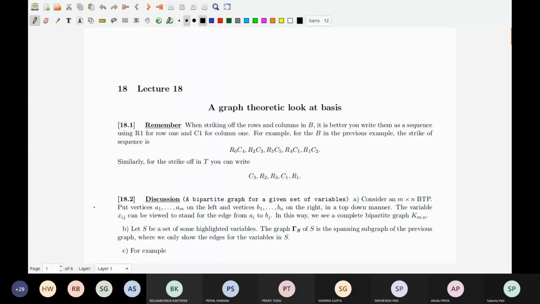Okay, so the transportation problem was something like this: you had some places where things were available and then they have to be taken to some other places. There are availabilities and there are demands that have to be met. Total availability equals total demand, so that is why it is called a balanced transportation problem.